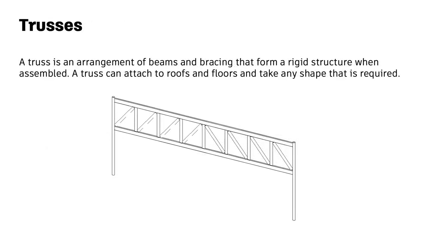A truss is an assembly of beams and bracing elements that form a rigid structure when assembled together. They are typically found in roofs and floors where long spans are desirable. Revit can create any type of truss, and trusses can be attached to floors and roofs, which will then remain associative back to those elements.